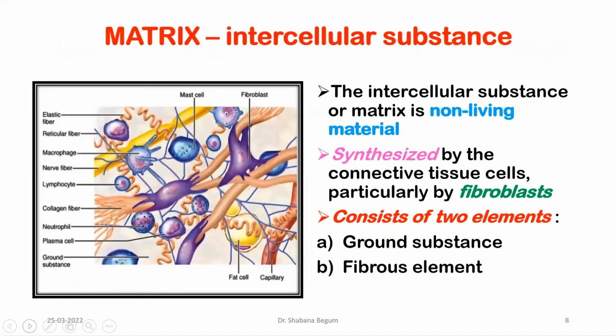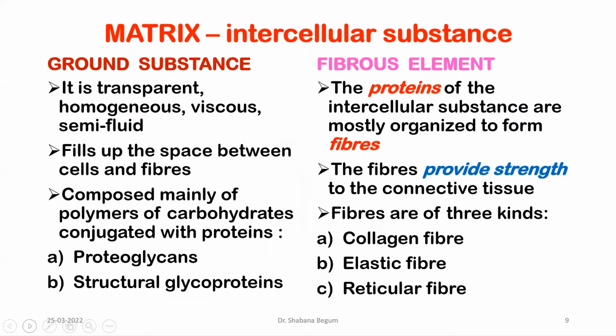Now first we're going to discuss the matrix or the intercellular substance. This matrix or intercellular substance is a non-living material. It is synthesized by the connective tissue cells, particularly by the fibroblasts. And this intercellular substance consists of two elements. One is the ground substance and the other is the fibrous element. The ground substance is transparent, homogeneous, viscous, semi-fluid. You can think of it just like aloe vera gel, sort of jelly-like. And it fills up the space between the cells and the fibers.